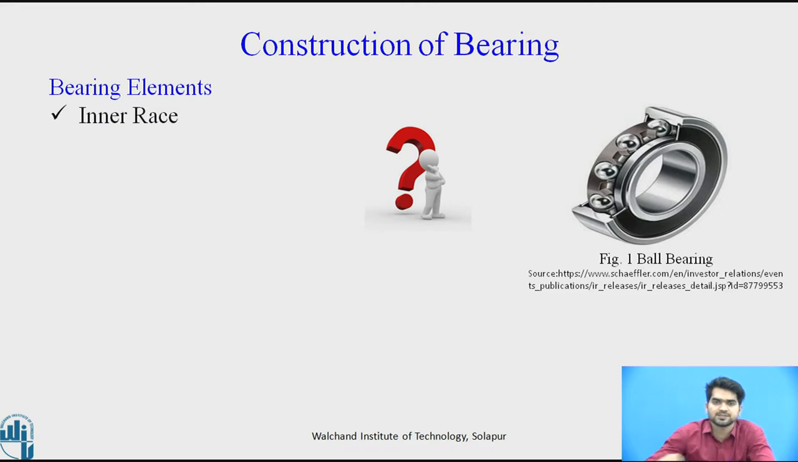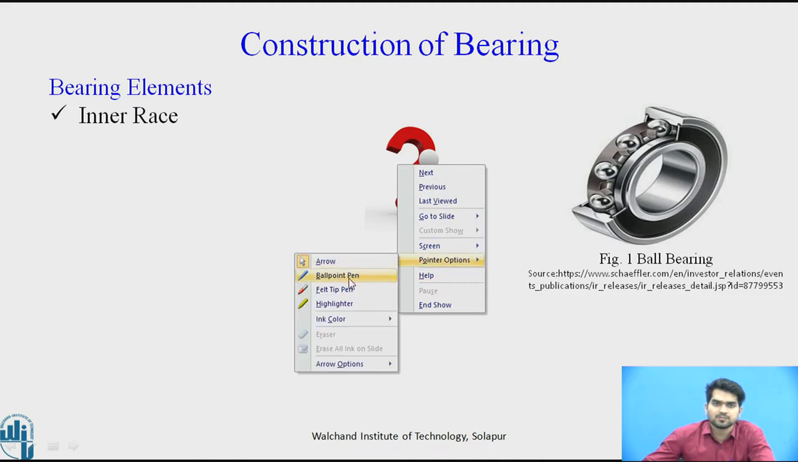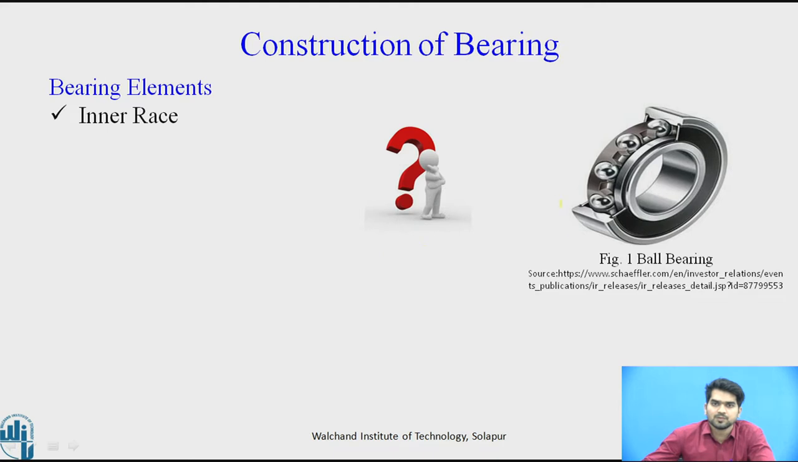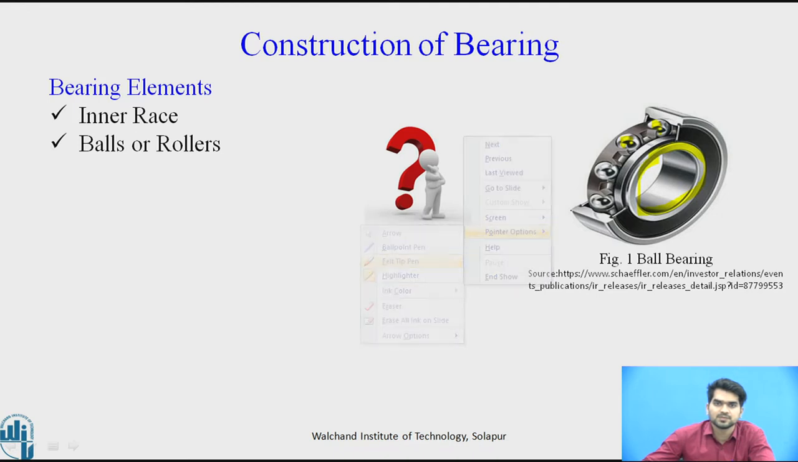First one is the inner race. If you are observing, this part is nothing but the inner race of the bearing. This is the first element. Second element, the balls or the rollers. These are the balls, which are equally spaced. These are the balls or the rollers. Currently in this deep groove ball bearing, we are observing that the rolling elements are balls.